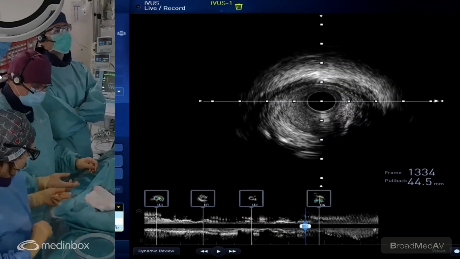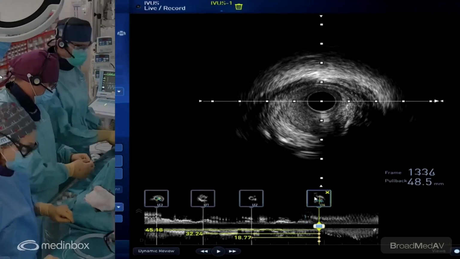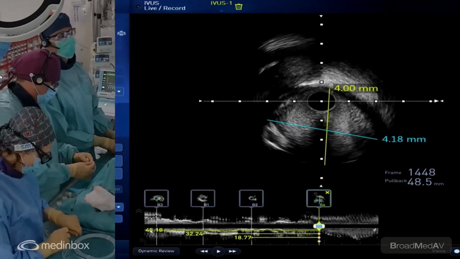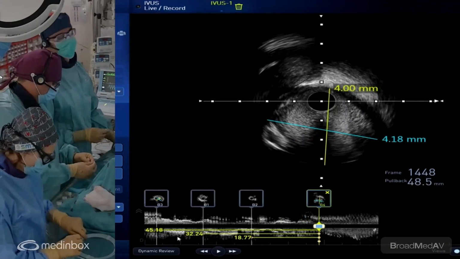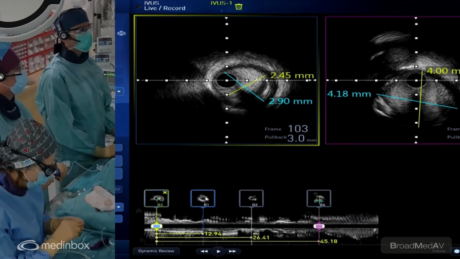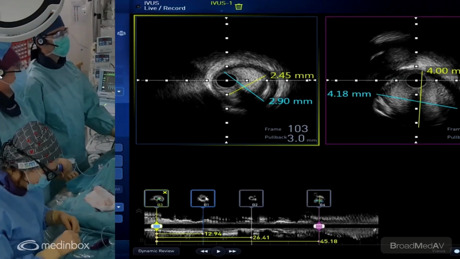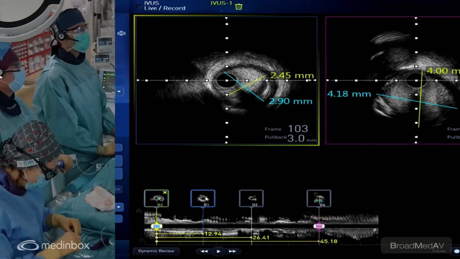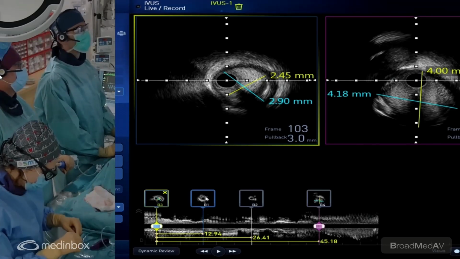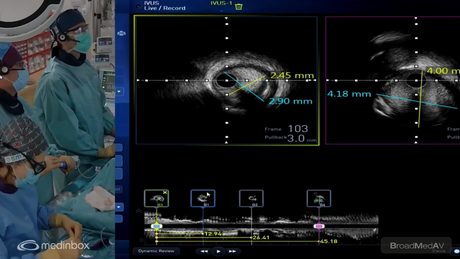And the length, Laura? Probably 40 something, or what? 45. Yeah. I think the expansion is okay. This is not the most calcified plaque. In the next inflation, we are going to confirm in 2 orthogonal projections that the expansion is good.